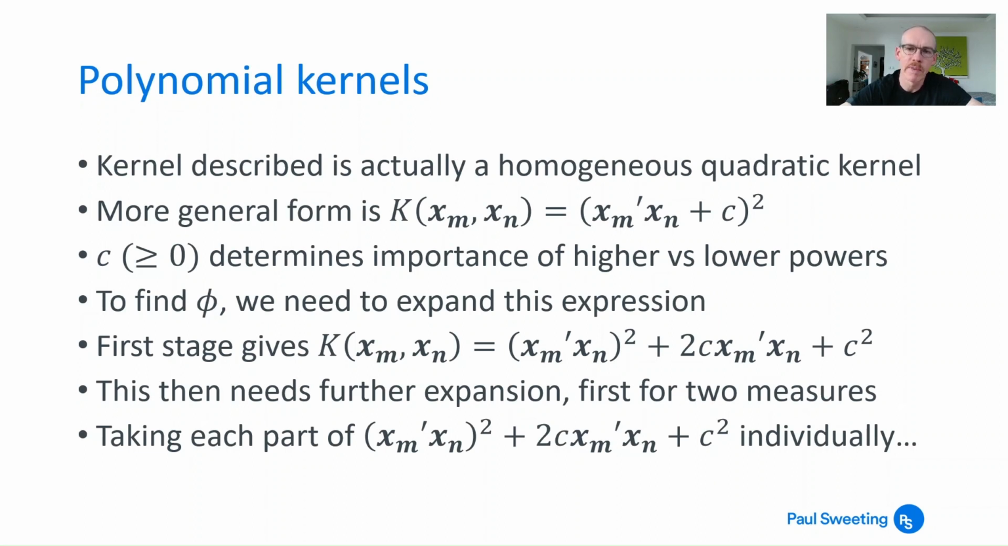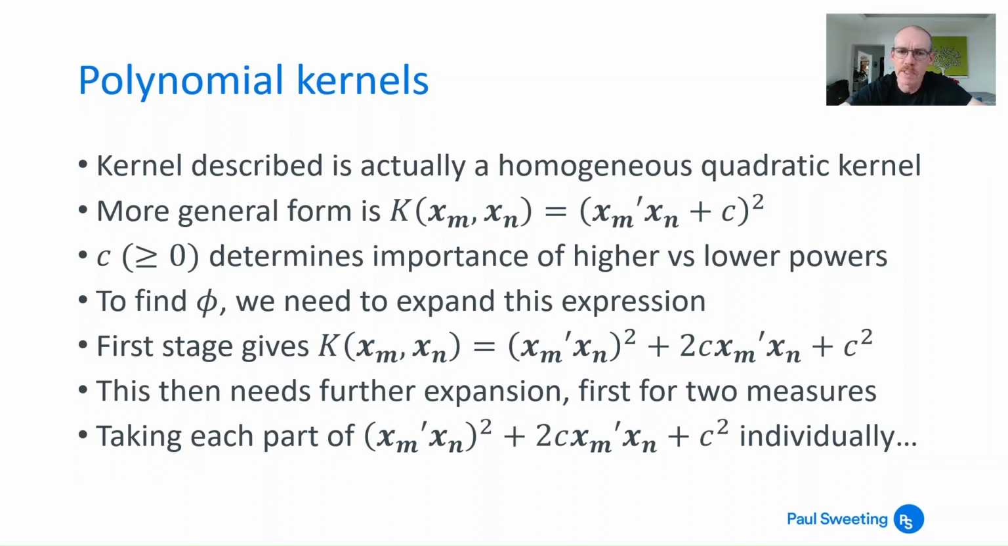A more general form of that kernel has a constant in it, so it becomes (xm transpose xn plus c) all squared, with c in this place not being a Lagrangian but just being a constant which is greater than or equal to 0. And what it essentially does is it determines the relative importance of the higher and lower powered terms in that kernel. So if we're trying to find out what phi is, what the transform is for this expression, so what it represents in input space, we need to expand this expression.